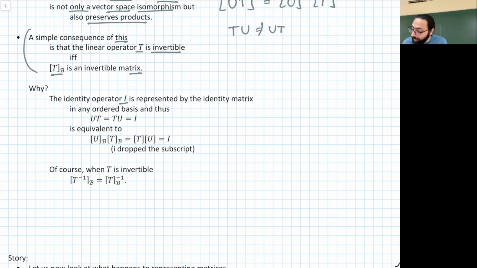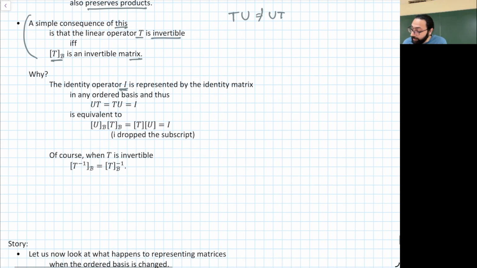And in any ordered basis, we use I as the identity operator. And the definition of invertible was that there exists a matrix U such that UT is the same as TU is the same as identity. Right? This was the definition for something to be invertible.